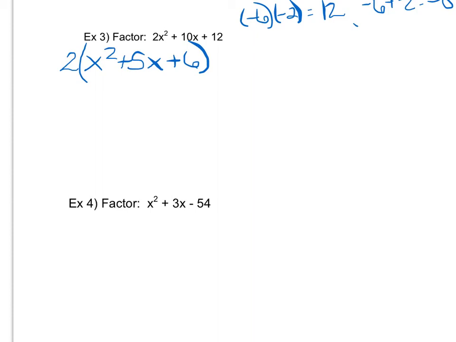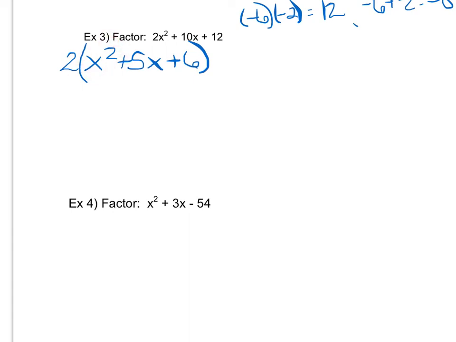Now, sometimes when I take out a GCF, I'm done, but I have to check. So I ask myself, can this polynomial, this trinomial here, inside of my parentheses be factored any further? Well, yeah, it can, I think. It looks like I might be able to try a factor sum table with it since it's a trinomial with a coefficient of 1 on x squared.